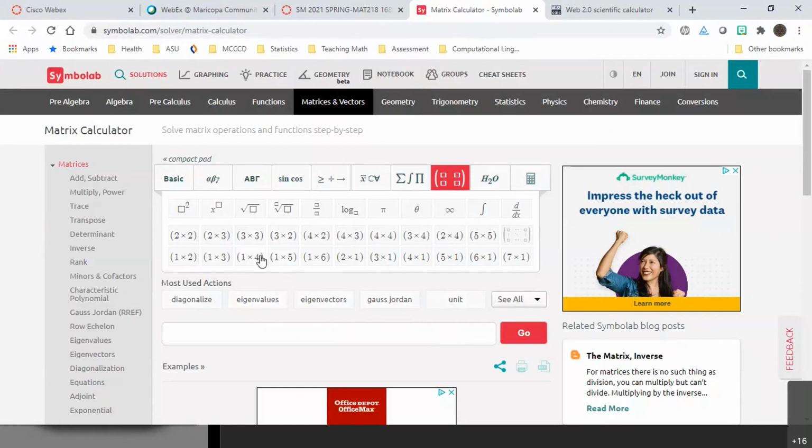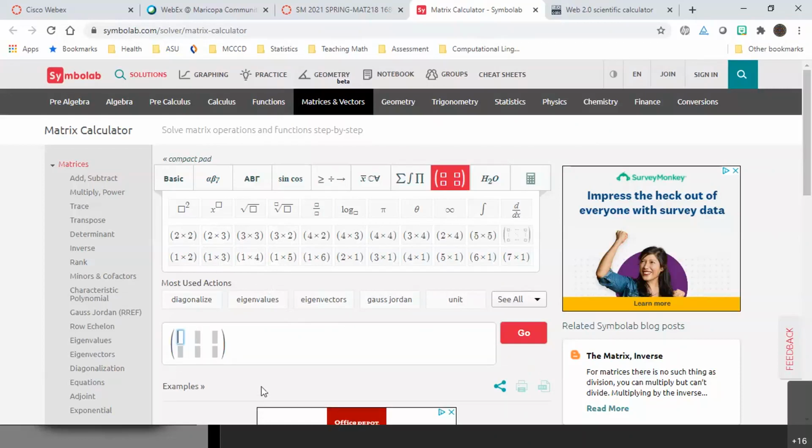For example, I don't need to remember what menu matrix is on or how to get there. I just need a link to the matrix calculator, and then you just pick the size. Remember, these are 2 rows, 3 columns, so I want a 2 by 3 matrix. This is the size, and it just pops up a template for me to put the numbers in.